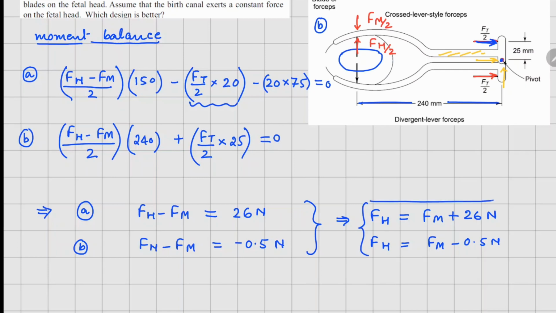So of course what do we want in this situation is we want the force on the baby's head to be as less as possible. So from that perspective, your design B is having lesser force, so design B or the divergent lever design is better.